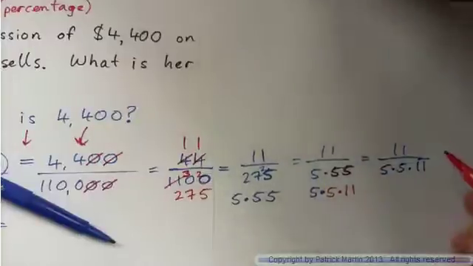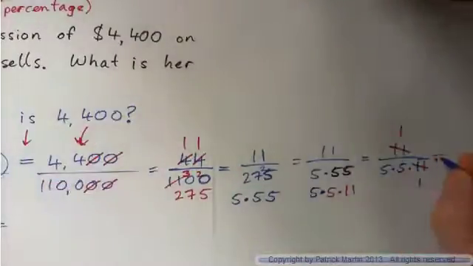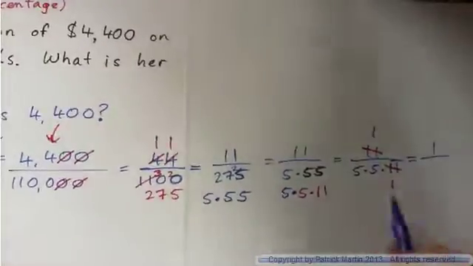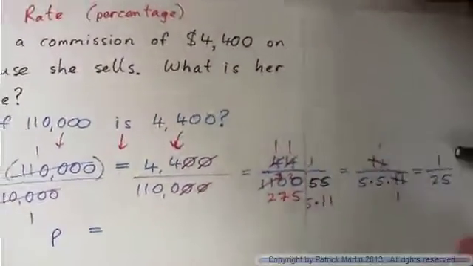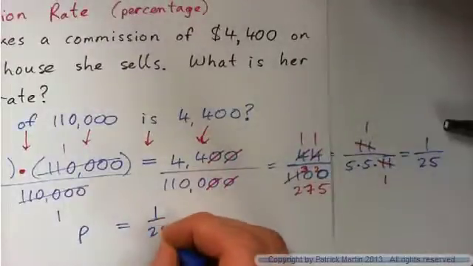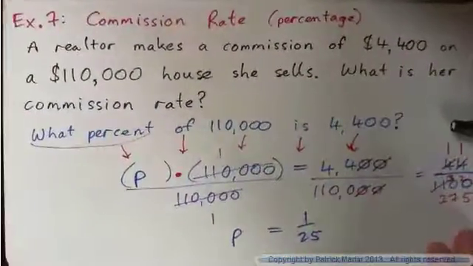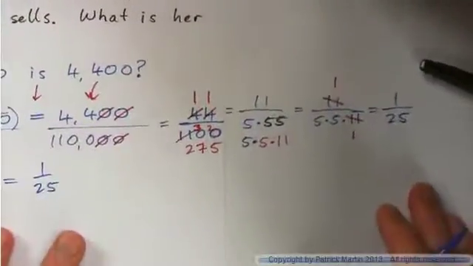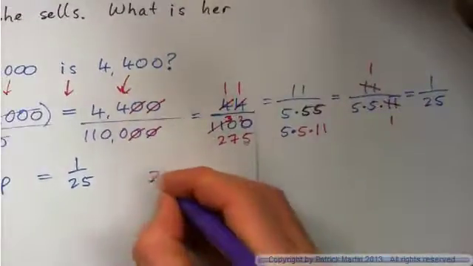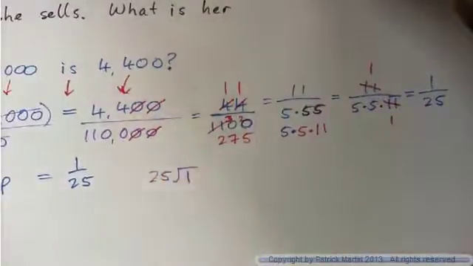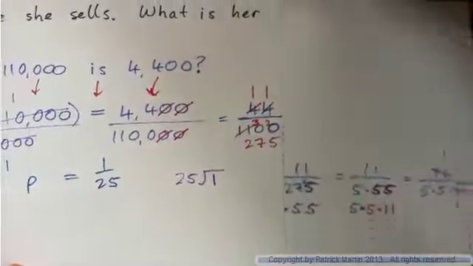When you have things being multiplied on the top or bottom of a fraction, you can cross-cancel. 11 into 11 goes once. 11 into 11 goes once. So this gives me 1 over 5 times 5 times 1, which is 25. Okay? 1 over 25. So I end up with P equals 1 over 25. Now I still want to turn that into a percentage rate. So I guess I need to do a long division, right? 25 into 1, to calculate that as a percentage, right?